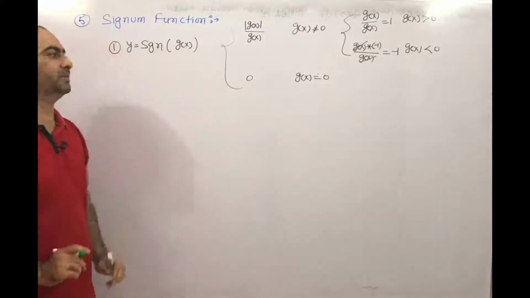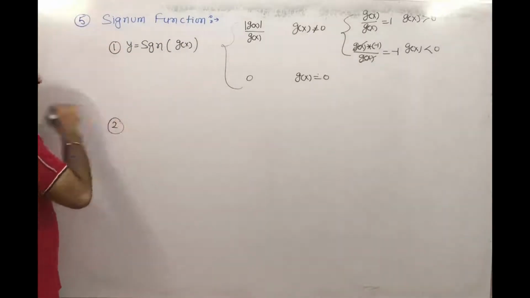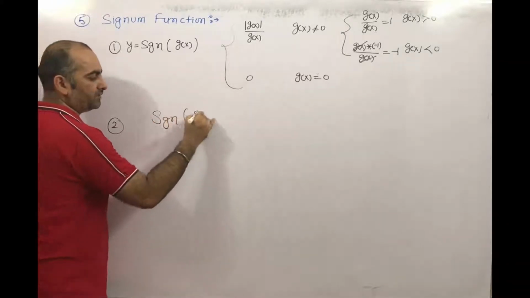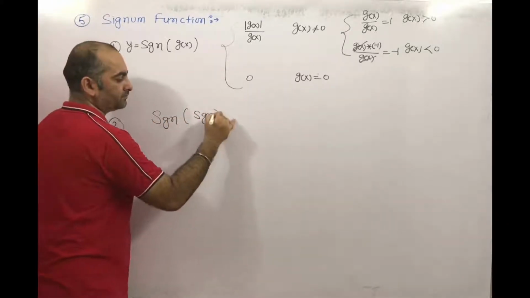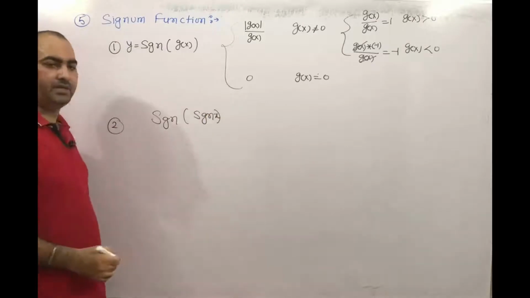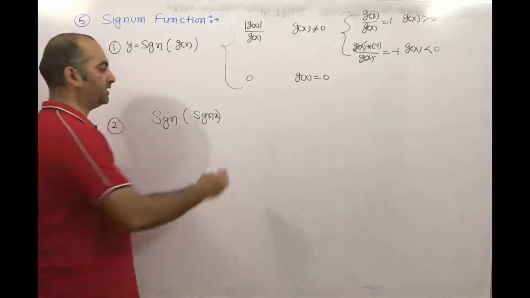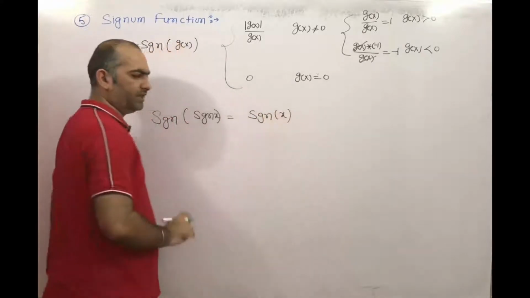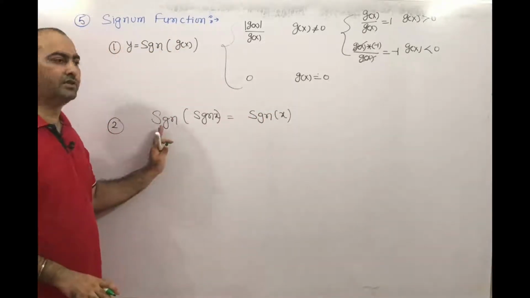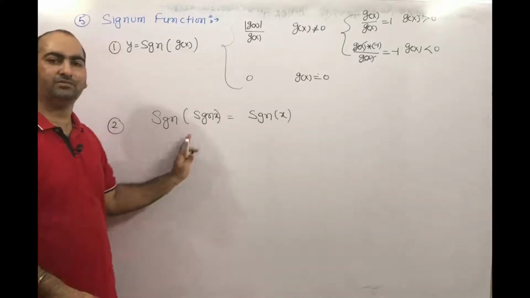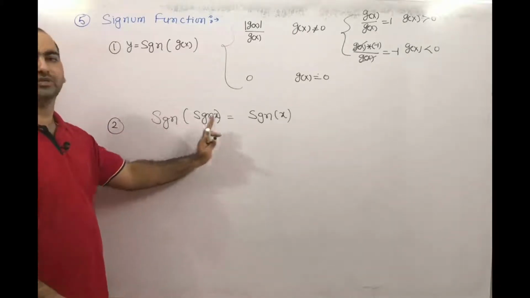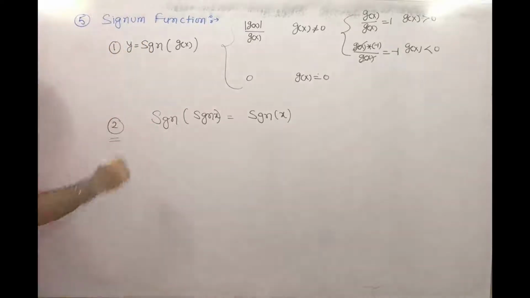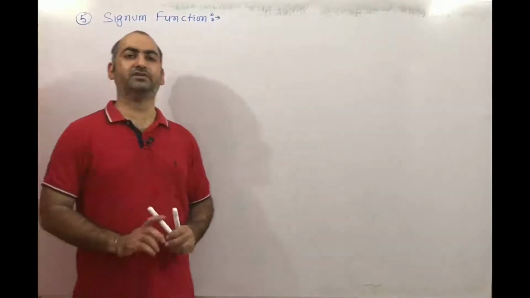This point we have to remember. Second point, if it is given signum of signum of x, then this is nothing but signum of x only. There is no meaning if you write it one time or 10 times, both are the same. So signum of signum of x becomes signum of x. This is the second point. Next we are discussing some examples based on the signum function.